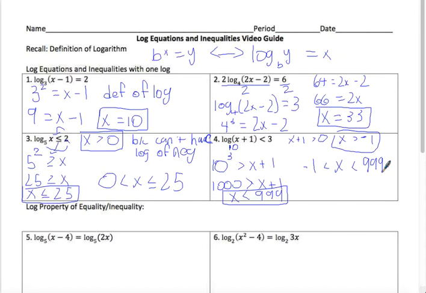Over here we have equations with two logs. To solve equations that have two logs, we're going to use a fact that's similar to when we solve exponentials. If we have a log on both sides of the equation, so log base b of x equals log base b of y, then x has to equal y.